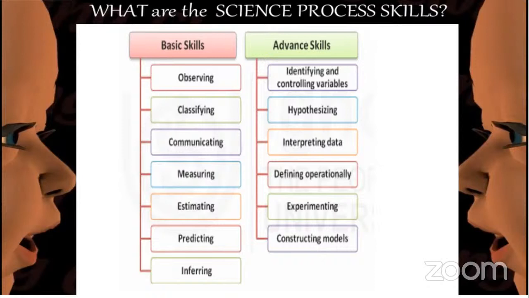And the advanced skills include identifying and controlling the variables, hypothesizing, interpreting the data, and defining operationally, and experimenting in your laboratory from small scale to large scale, and then putting them into a larger production plant. Then coming to models, constructing models. This is the one which school students very often do, a working model or a still model. They try to create and replicate a process that is normally present.